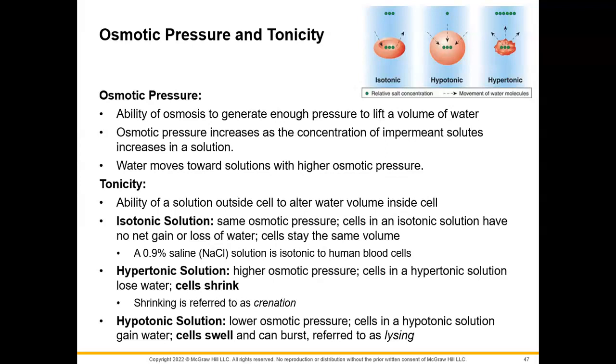Tonicity is the ability of a solution outside of the cell to alter water volume inside of the cell. Iso means same, so an isotonic solution has the same osmotic pressure. Cells in an isotonic solution have no net gain or loss of water. There's the same number of solutes outside the cell as inside the cell, so the cell stays the same volume. For human cells, a 0.9% saline solution is isotonic.